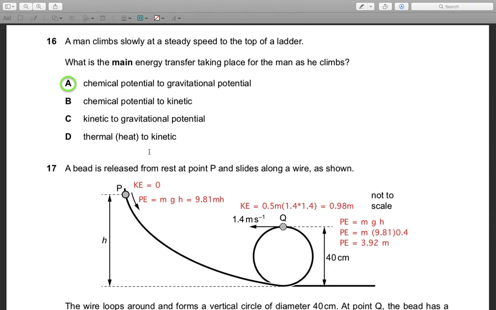Question 16. A man climbs slowly at a steady speed to the top of a ladder. What is the main energy transfer taking place for the man as he climbs?